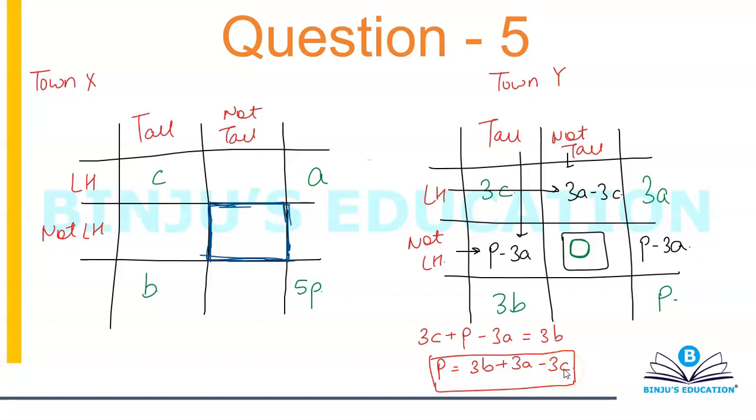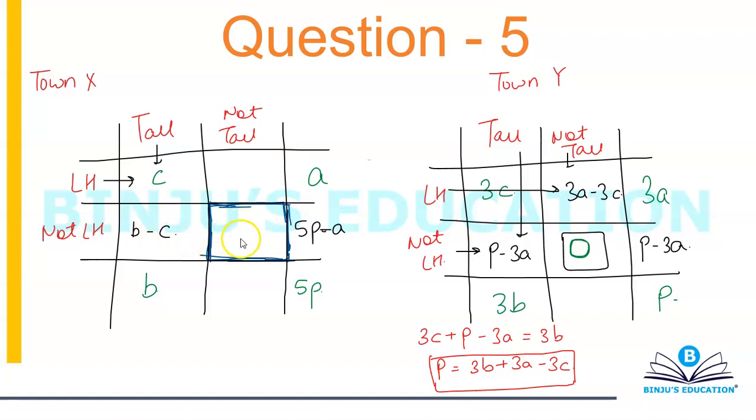Similarly, now come to town X. If you come to town X, now total left-handed it's A, total number of people is 5P. So not left-handed will become 5P minus A. Alright. Total tall it's B. Now left-handed and tall it's C. So not left-handed and tall will become B minus C.